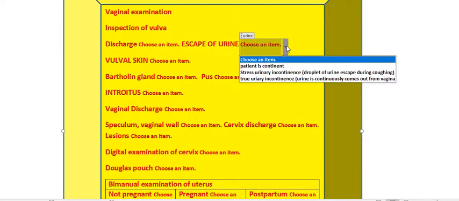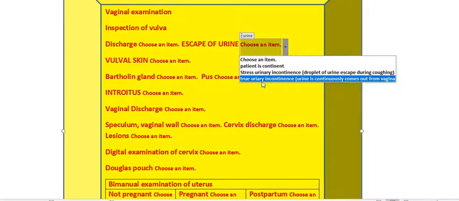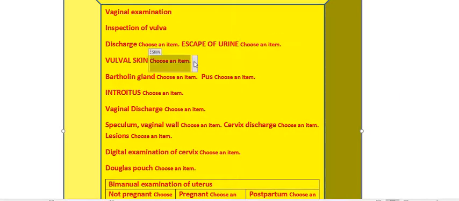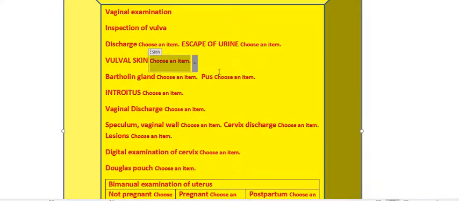We ask the patient to cough and see if there is escape of urine, or continuous dribbling of urine due to urinary incontinence. The skin of the vulva has no apparent lesions or scratching marks, or there is redness, or blisters, or vesicles, or warts, or ulcer, or the vulva is swollen, or the skin of the vulva is atrophic, or leukoplakia, white patches of the vulval skin, or hypertrophic thickened skin, or phosphatic incrustation due to continuous dribbling of urine in case of urinary incontinence.